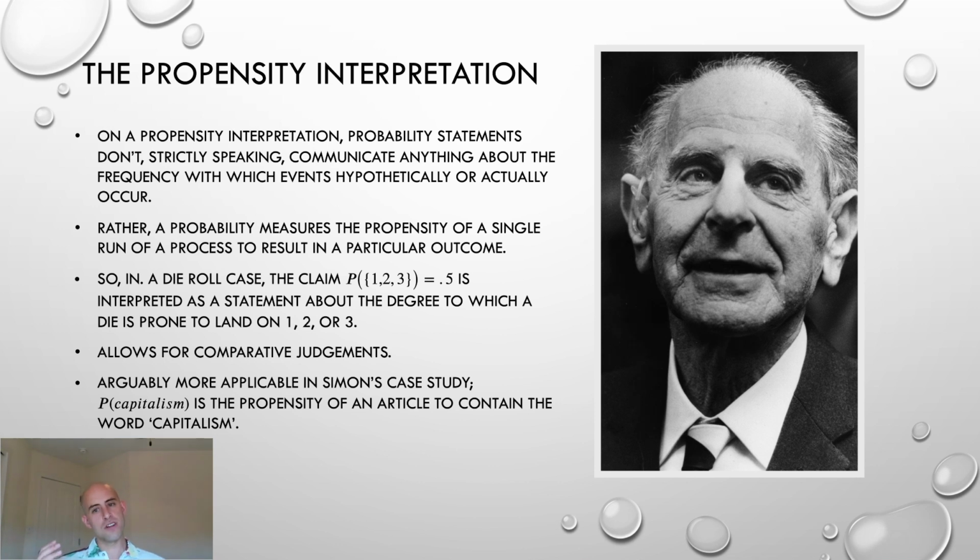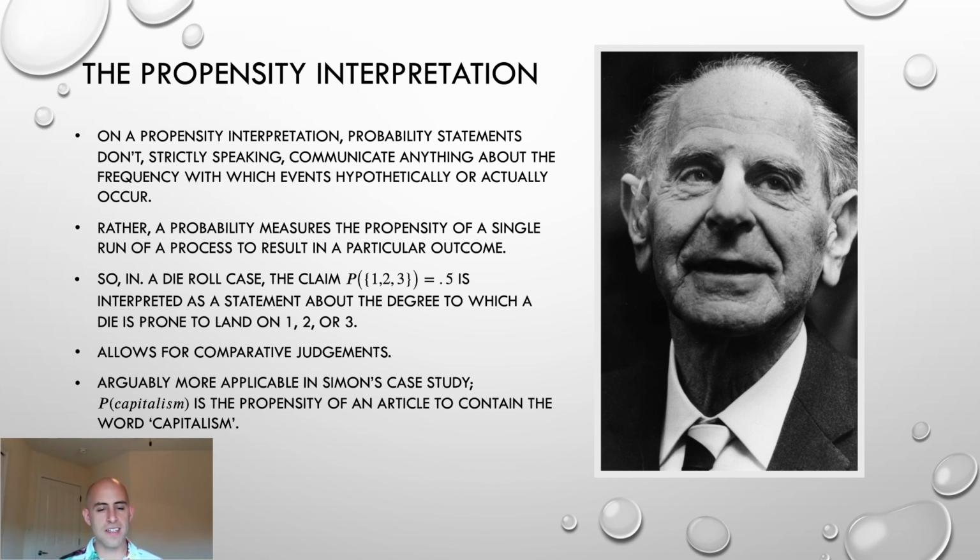So we can move to a different interpretation of probability now. This is the propensity interpretation, and it's most commonly associated in the philosophy of probability with someone like Karl Popper, right? So on a propensity interpretation, probability statements don't, strictly speaking, communicate anything about the frequency with which events either hypothetically or actually occur. It's just a divorcing of probability from frequency, which may seem strange at first. But it becomes a little more intuitive when you get the positive side of the propensity interpretation, which is that what a probability does on this interpretation is it measures the propensity of a single run of a process to result in a particular outcome.